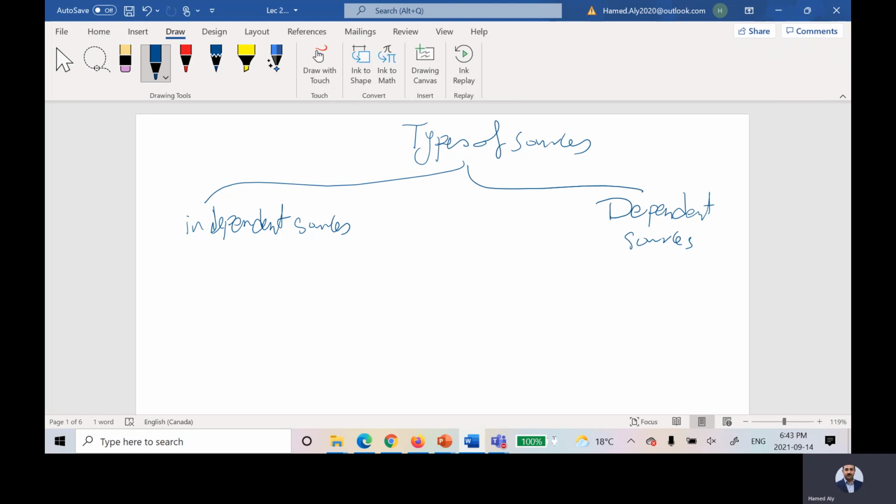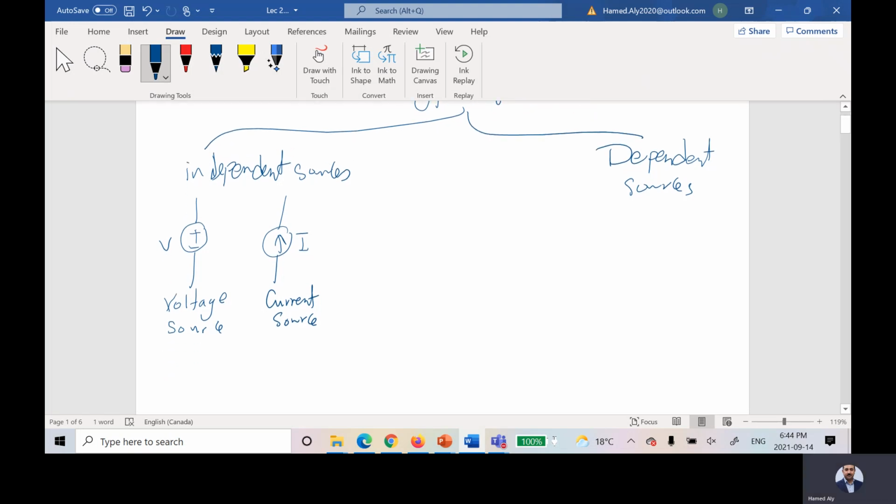And we are representing those two by using this guy for the voltage source and this guy for the current source. This is V and this is I. So it is represented by a circle, for example. But if you are talking about dependent sources, what are those? Those are sources that are depending on the current or the voltage at a specific branch.